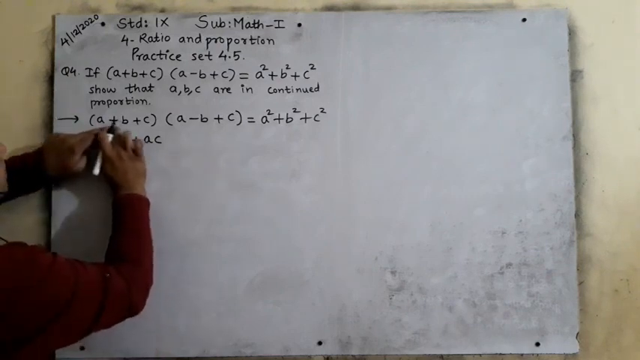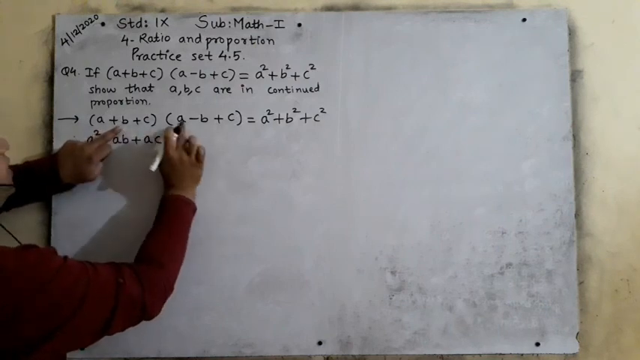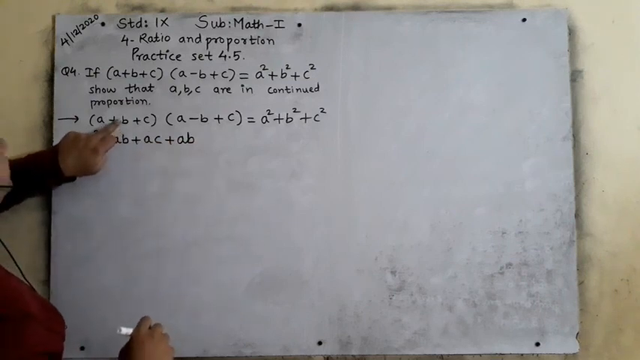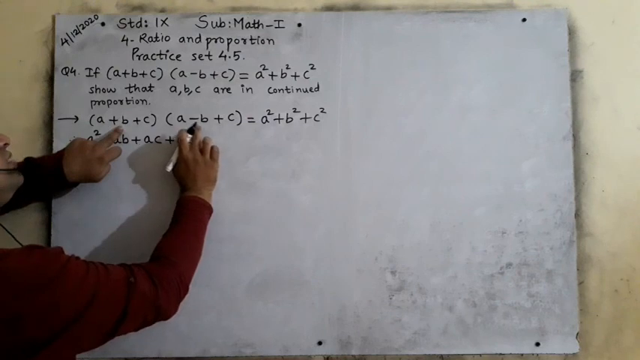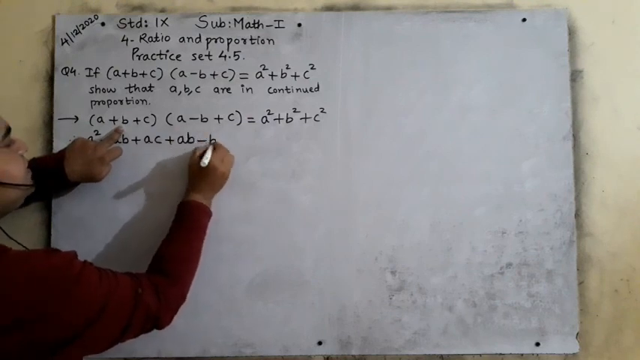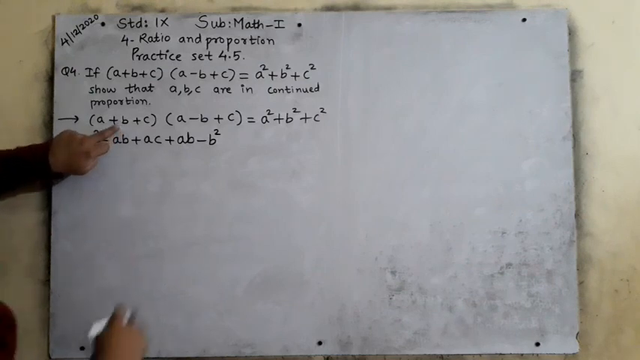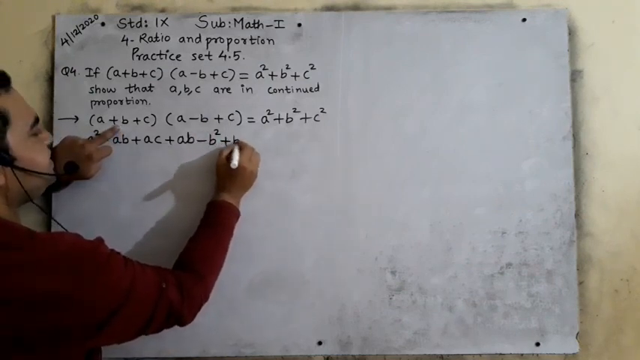Now we will utilize this plus B and this A. So this B will multiply to A, so it will be plus BA. We will make it correct, AB. Now this plus B will multiply to this minus B. It will be minus B square. Now this plus B will multiply to this plus C, so it will be plus BC.